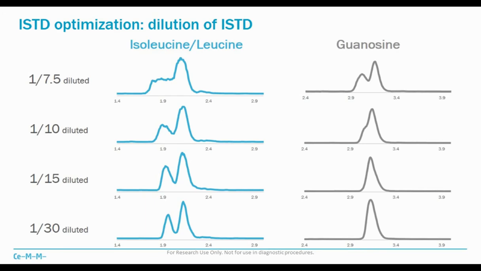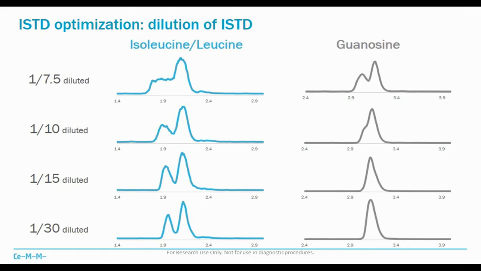The next thing we wanted to optimize was the concentration of the internal standard. We wanted to envision that if you add internal standard to a sample, you add extra metabolites to your sample. What can happen is that you either ruin your chromatographic separation by overloading the column, or it could also affect detection. So we looked at different dilutions of internal standard.